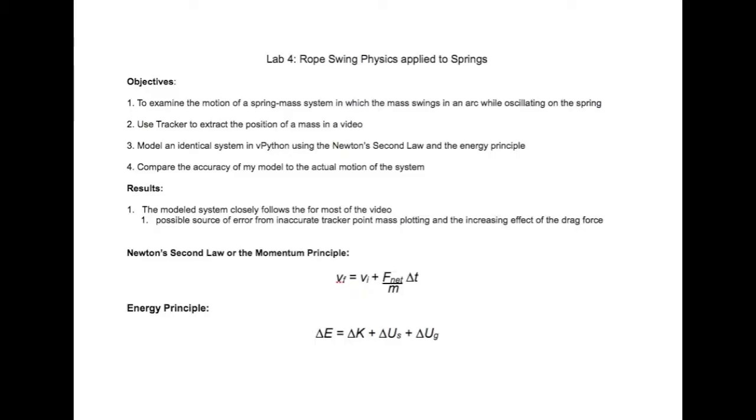In this lab, I will examine the motion of a spring mass system in which the mass swings in an arc while oscillating on the spring. I used Tracker to extract the position of a mass in a video and modeled an identical system in VPython using Newton's second law and the energy principle. Finally, I will compare the accuracy of my model to the actual motion of the system.